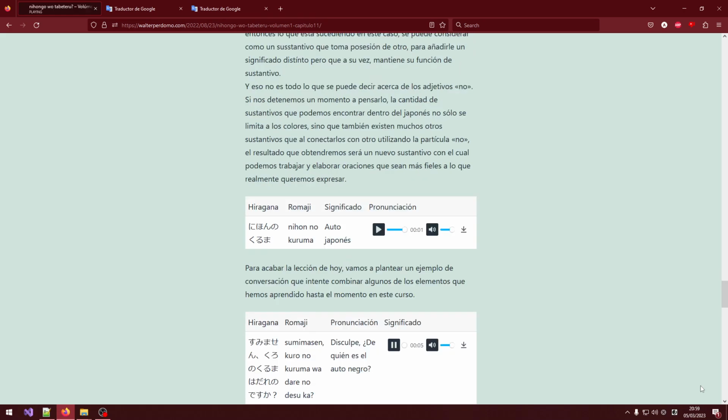すみません。黒の車は誰のですか？ Kuro. What is kuro? Kuro is black. You can see that the difference between kuro and kuroi is the i. So, 黒の車は誰のですか? Excuse me, whose car is the black car?